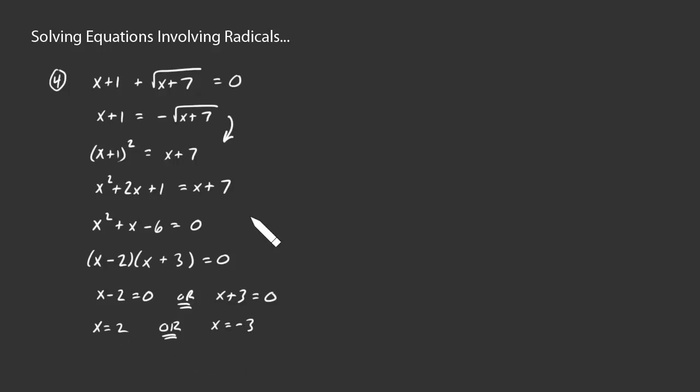So let's plug into this original equation. 2 plus 1 plus the square root of 2 plus 7. What does that equal? We hope it equals 0. Well, that'd be 3 plus the square root of 9, which is 3, which is 6. That is not 0. x equals 2 goes away. Doesn't work. What about negative 3?